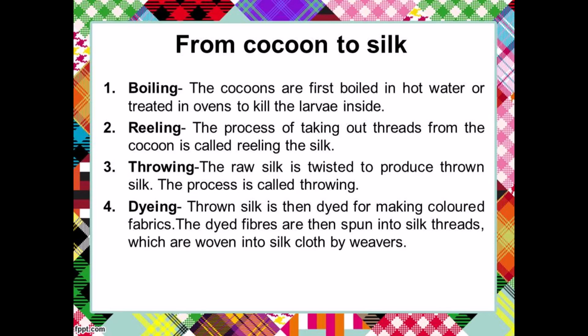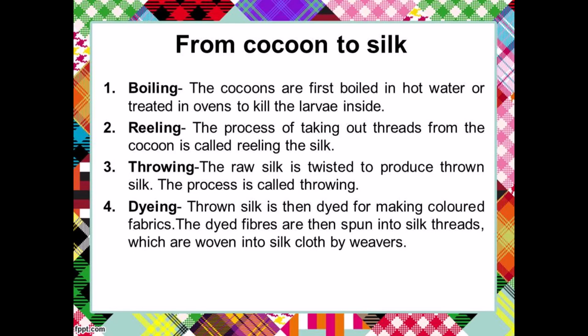In this process, the threads are taken out from the cocoons and it is done in special machines which unwind the threads or fibers of silk from the cocoon. You know that these fibers are very delicate to handle, and so many of them are reeled together to yield a stronger thread called raw silk. And the damaged or waste cocoons are used to produce an inferior quality of silk, which is called spun silk.